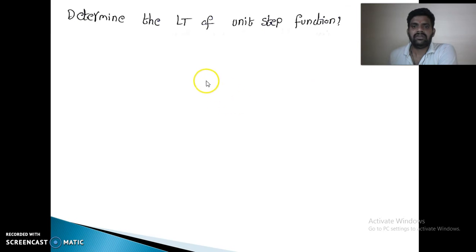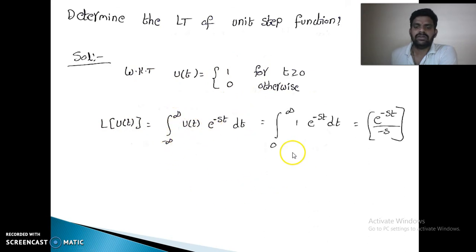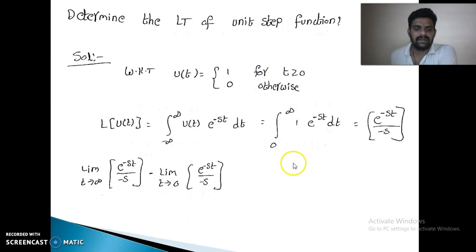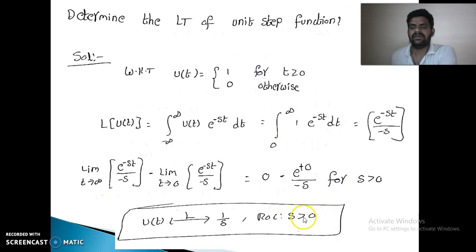First, we determine the Laplace transform of the unit step function. So u of t is equal to 1 for t greater than 0 and equal to 0 otherwise. This is the definition of the u of t function. L of u of t is integral 0 to infinity u of t into e power minus st dt, which is integral 0 to infinity 1 into e power minus st dt. That is e power minus st by minus s, from 0 to infinity, so 1 by s. And the ROC is real part of s greater than 0. So the Laplace transform of u of t is 1 by s.